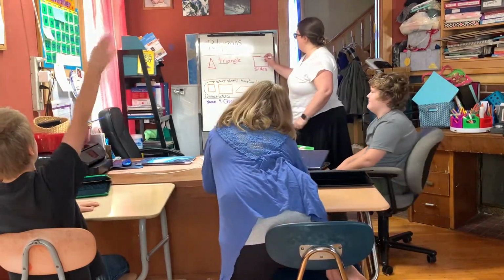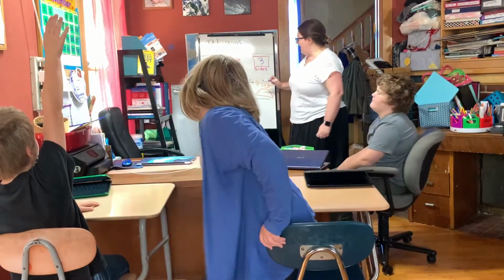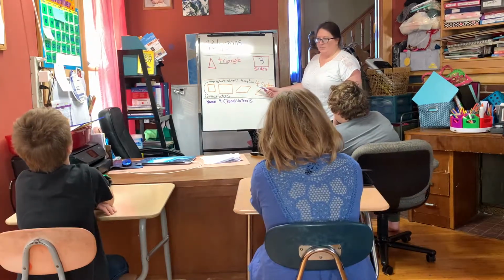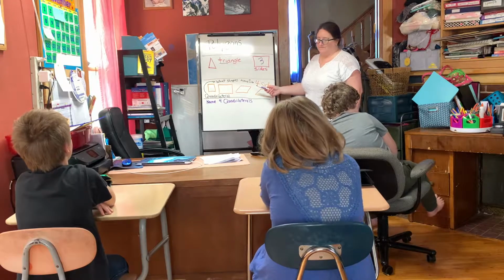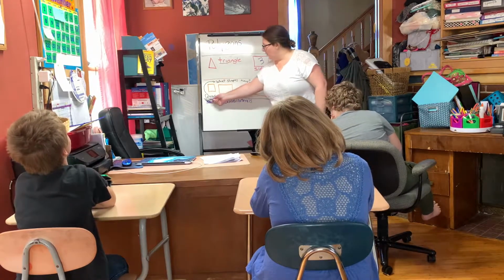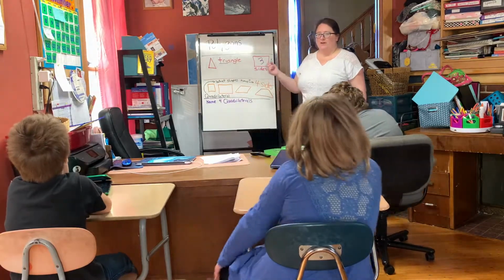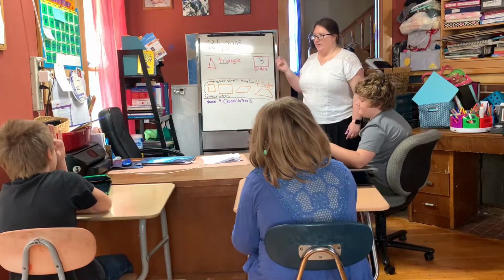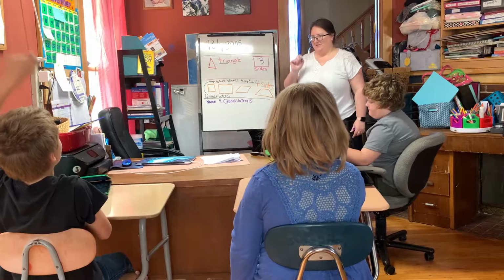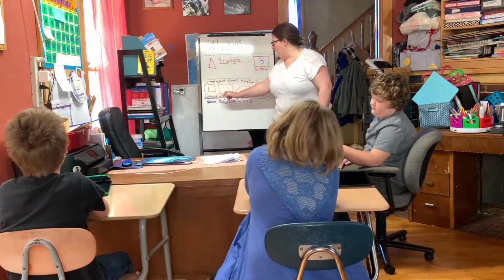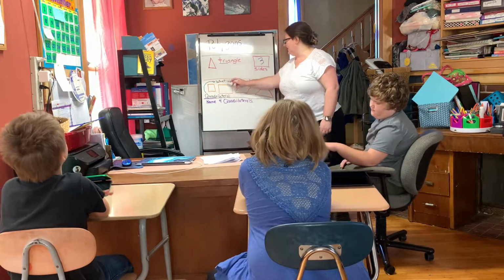A triangle has 3. What if I had something that had 4 sides? What's a prefix that means 4? Quad. So if I drove a quad runner, how many wheels would it have? That's 4 wheels. So we are looking at 4 sides on each of these, right?